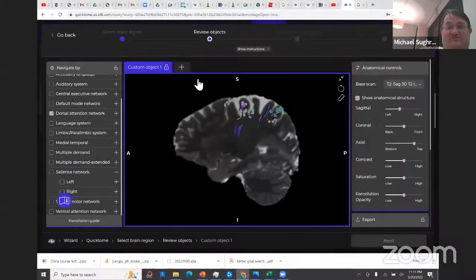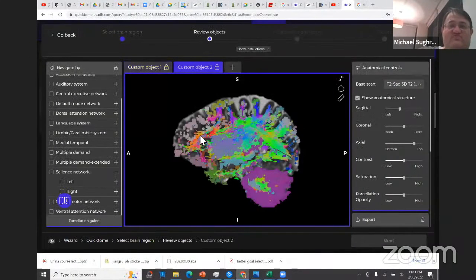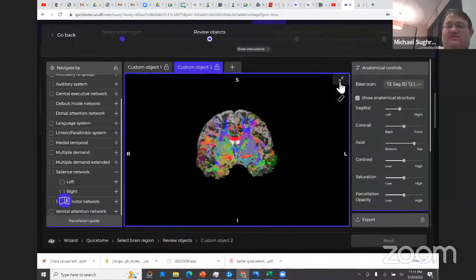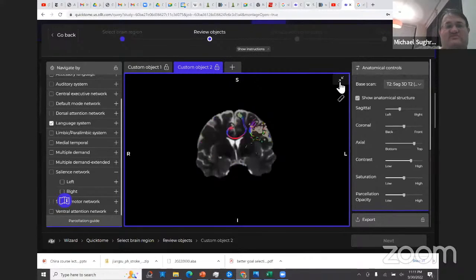But it really just comes down to geometry at the end of the day. So let's go to here and I'm going to turn off a few things. Actually, why don't we just make the language system? Okay. So let's zoom in on this.